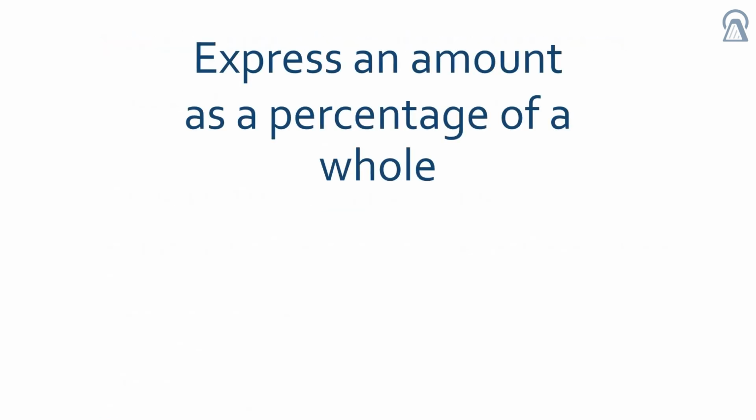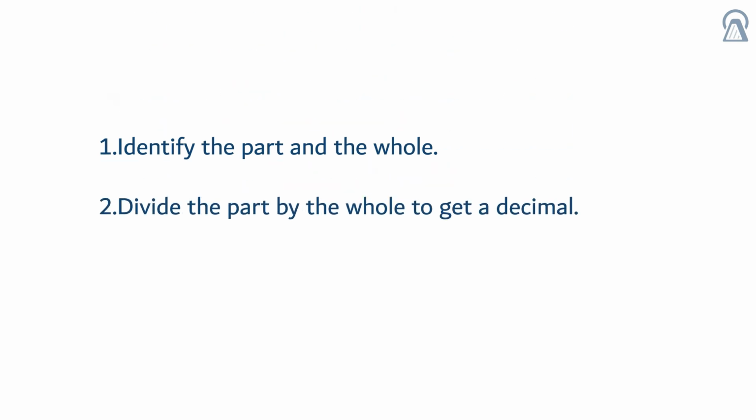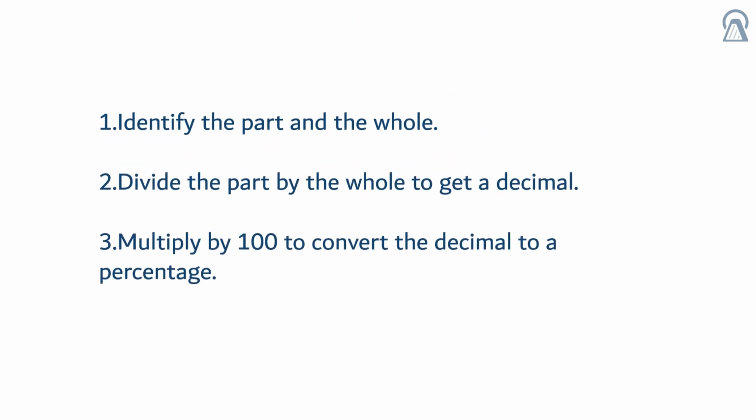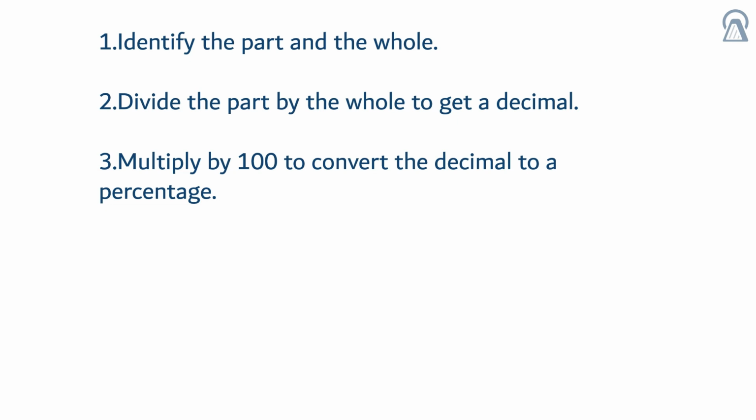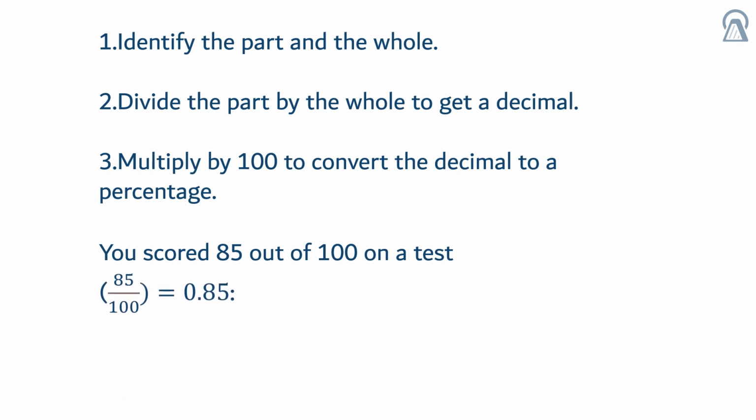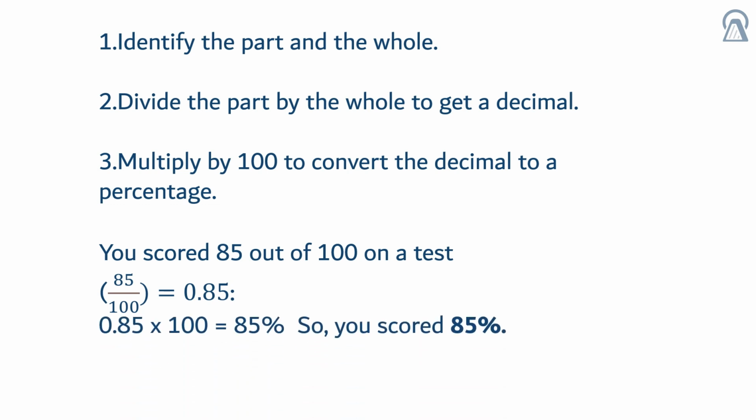Finally, let's express an amount as a percentage of a whole. Here's the method. Identify the part and the whole. Divide the part by the whole to get a decimal. Multiply by 100 to convert the decimal into a percentage. For example, if you scored 85 out of 100 on a test, you divide the 85 by 100 to get 0.85, and then simply multiply it by 100. And that means you got an 85% score in your test.